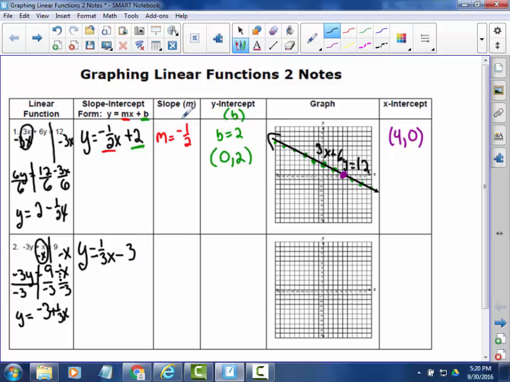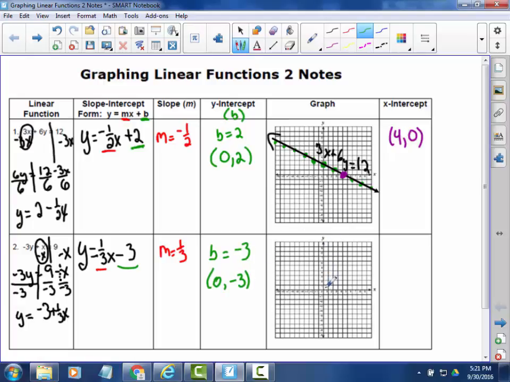Okay, so the slope is m. M is found in front of our x. The coefficient of x is 1/3, so m equals 1/3. B is our y-intercept. B is located out here, and since it's minus 3, we're going to say B is negative 3, which is the coordinate 0, negative 3.